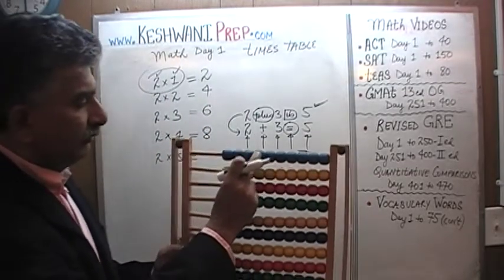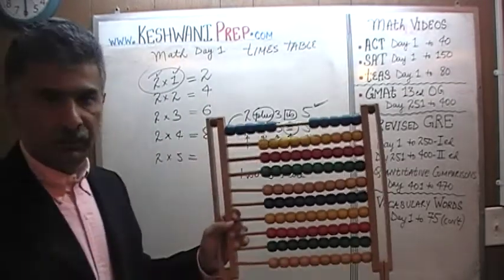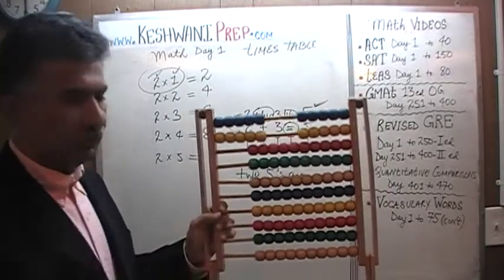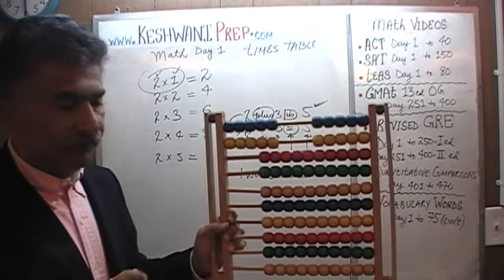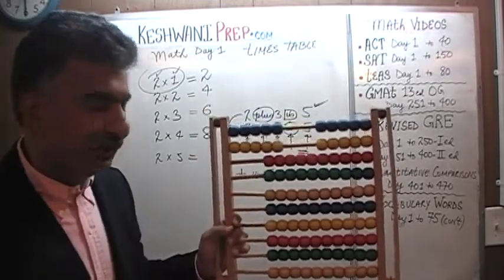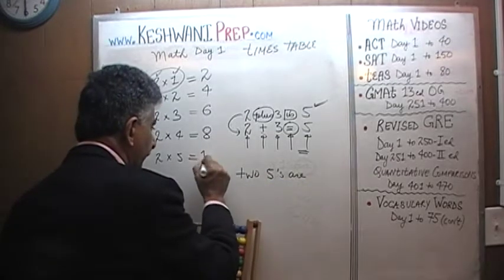Here's 1, 2, 3, 4, 5. Here's one group of 5. And then 1, 2, 3, 4, 5. Here's another group of 5. Two fives are 1, 2, 3, 4, 5, 6, 7, 8, 9, 10. Looks like two fives are 10. Two fives are 10. Right here.